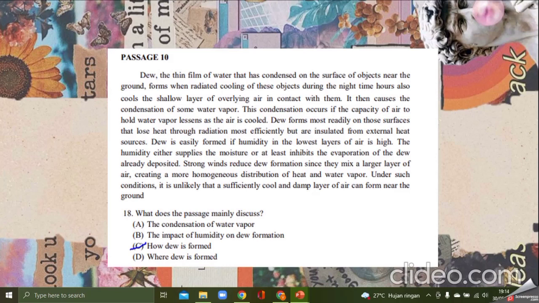The question is, what does the passage mainly discuss? And the answer is C, I'm sorry, the answer is C, how dew is formed.